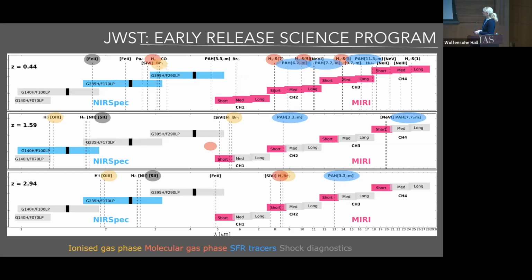So the sources that we observe within this program are between redshift 0.4 and redshift 3. We kind of picked 3 poster child sources covering a large range of parameter space in the redshift and in their host to quasar ratios, just to test the different modes of JWST and see how it performs in different situations.